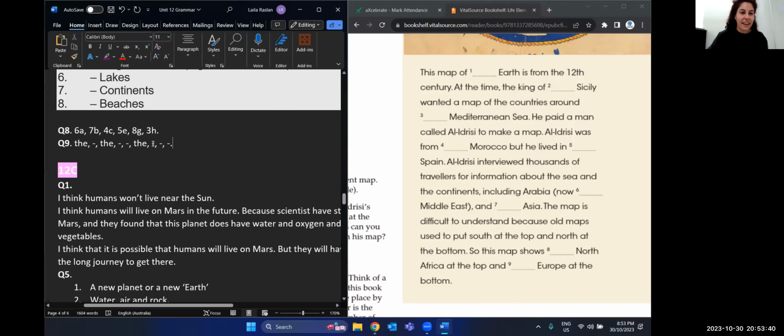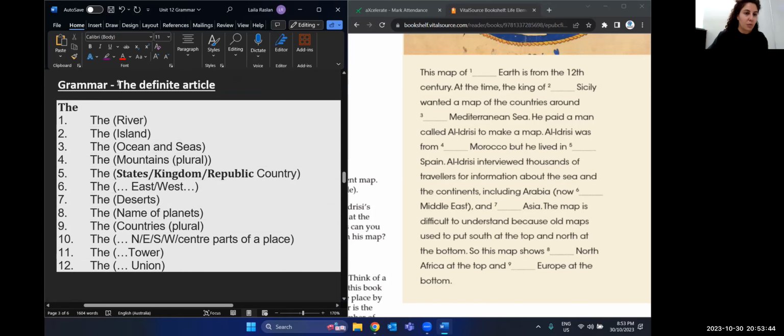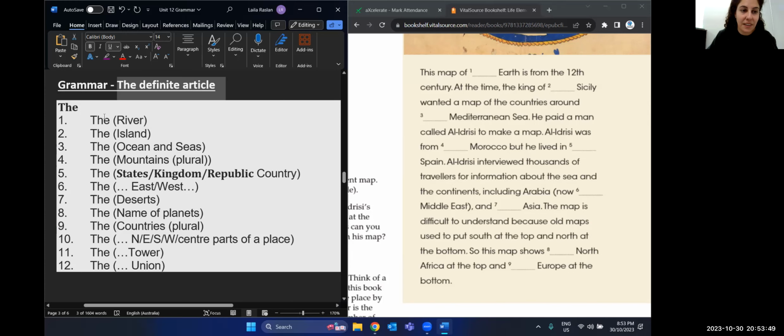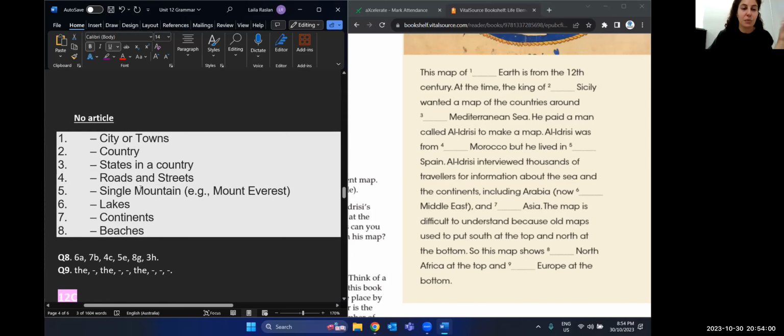Okay, so did you know how to use, when to use, so the word for the grammar of the word the is called the definite article. It just means the. That's just the word for the grammar. So when do we use it? That's when we use it. When we don't use it, this is when we don't use it.